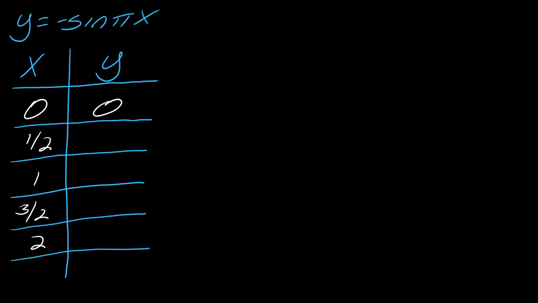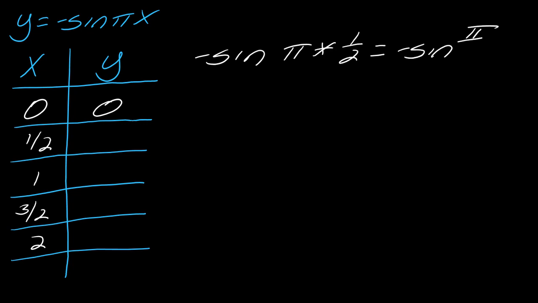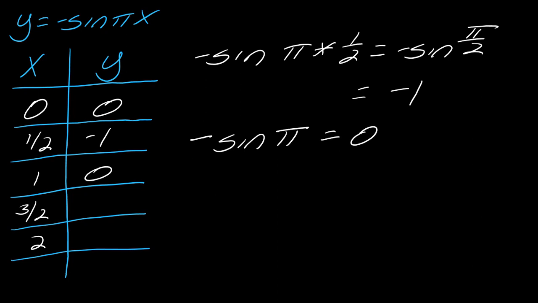So let's make some space. All right, so let's see how this works out. Negative sine pi times 1/2 becomes negative sine pi over 2. Sine of pi over 2 is 1, but then I've got the negative, so this will be -1. And then negative sine of pi would be the next entry, so that's just going to be 0. Then negative sine of 3 pi over 2, so I'm plugging 3 pi over 2 into this to get negative sine 3 pi over 2.